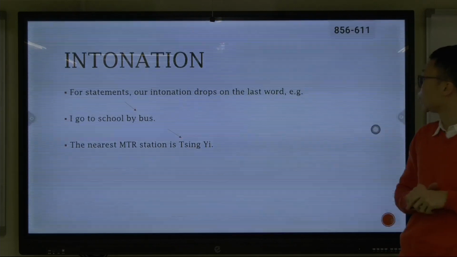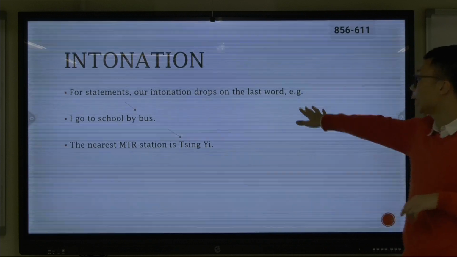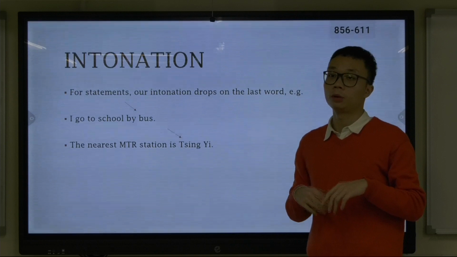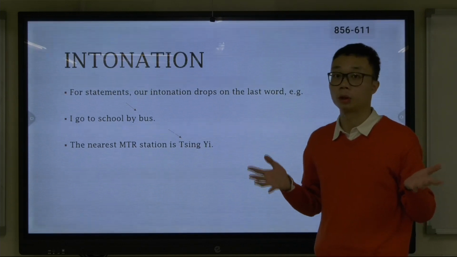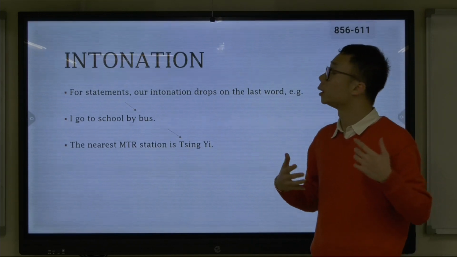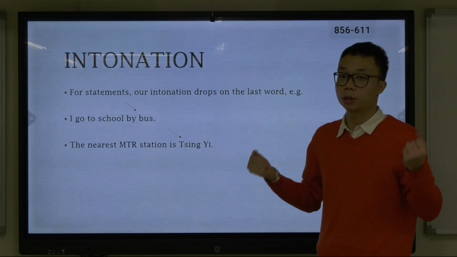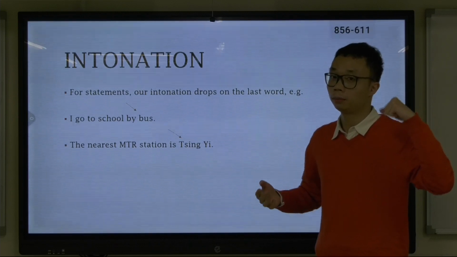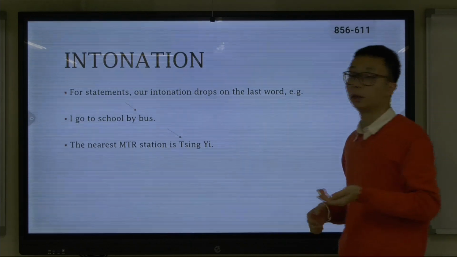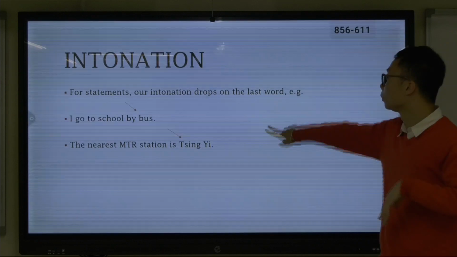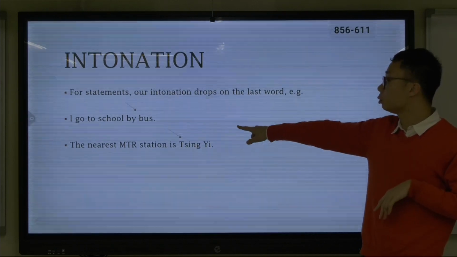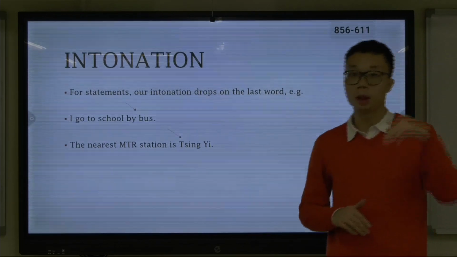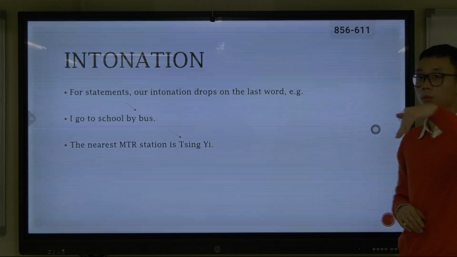Alright, and then this is the last one. For a statement, our intonation drops on the last word. If you don't know what a statement is, you can understand it another way: if a sentence ends with a full stop, drop on the last word. Instead of a last word with a question mark, go up, alright? So this one: "I go to school by bus." Stop. "The nearest MTR station is..." Stop, alright, go.